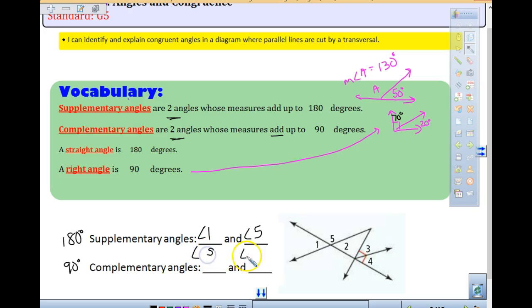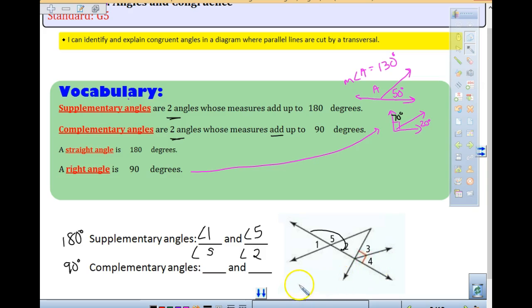5 and 2. Okay, does that make sense? 5 and 2, that's along a straight line, add to 180, like 1 and 5. What about 5 and 4? Well, 4, we can't tell that that's the same, we don't know the measures, but these two, because they're along this straight line, I can tell. But 5 with 4, no.